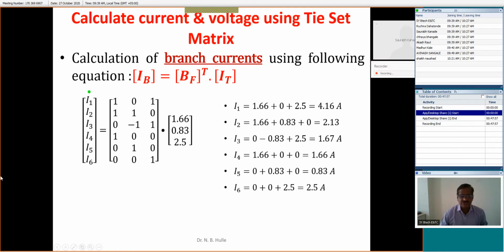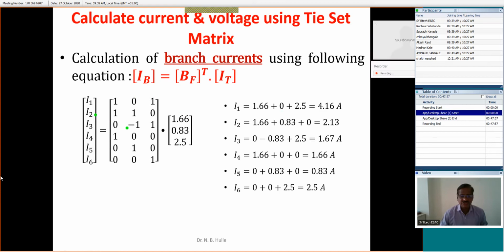This I1 is equal to 1 into 1.66 is 1.66. The 0 into this 0.83 is 0. This 1 into 2.5 is 2.5. And the addition of these is 4.16 amperes, which is the value of the first branch current, I1.